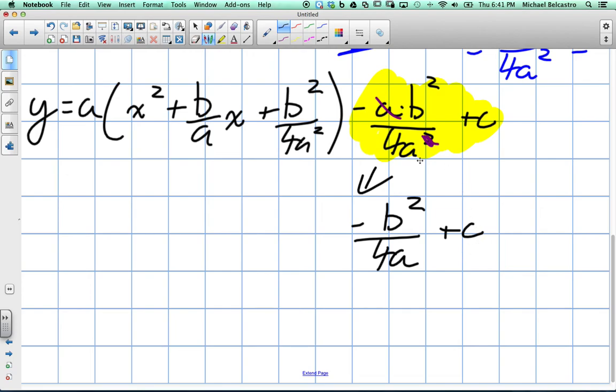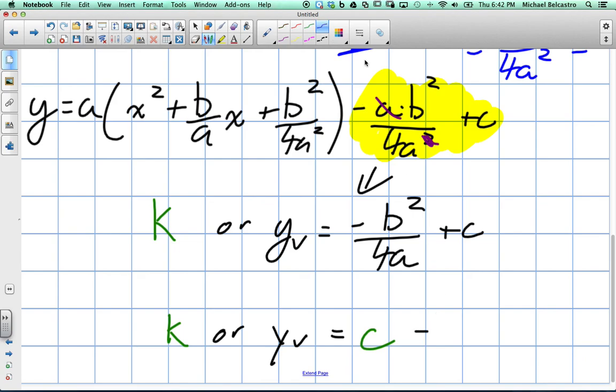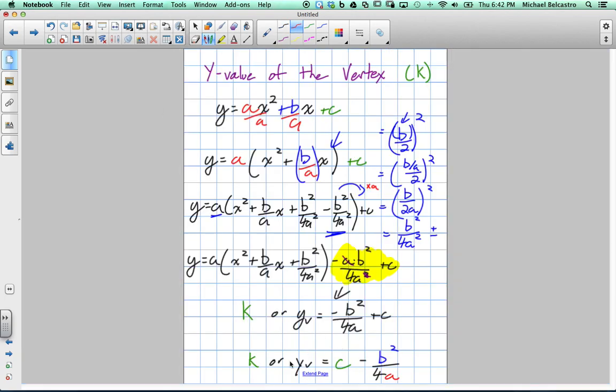And for their formula, they just reverse the order. So the y value of the vertex, or the k of the vertex, becomes this. They just rearrange it. So we're going to say the k, or the y value of the vertex, is equal to c first, subtract b squared divided by 4a. And that's how they came up with that formula.